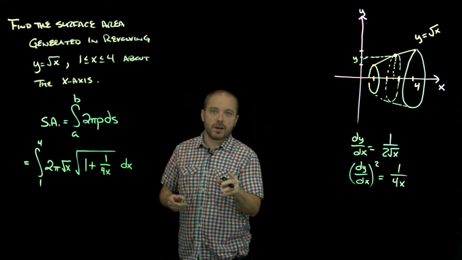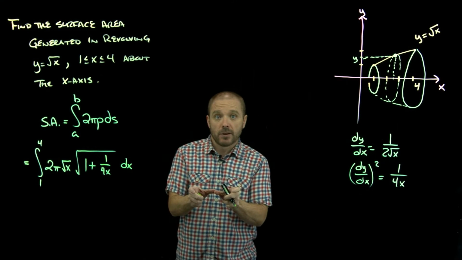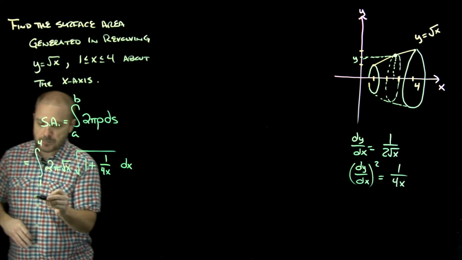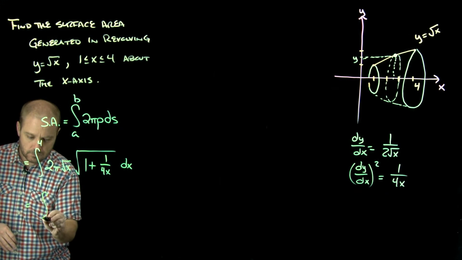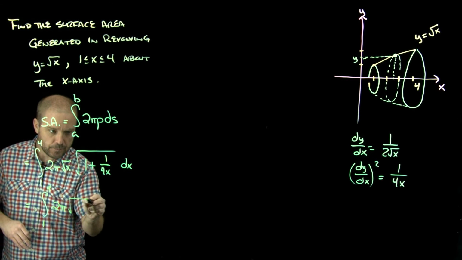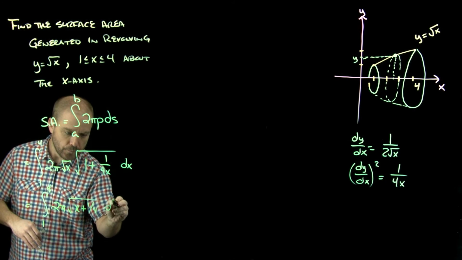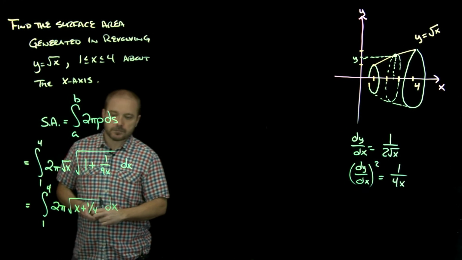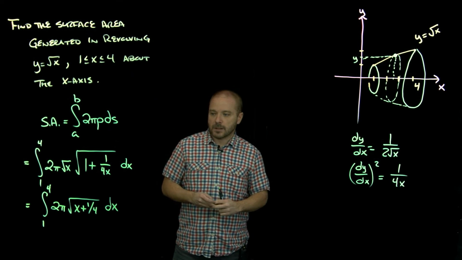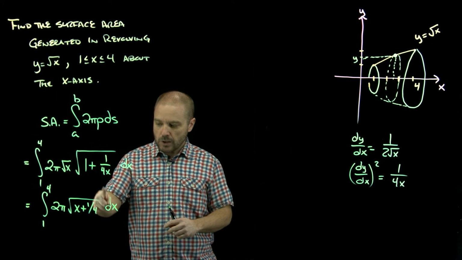At this point, we've got 2 square roots. And remember, when you're multiplying square roots, you can combine those together. So let's do that to simplify this a little bit. And we would have 2 pi square root of x plus 1/4. And then at this point, it would just be a u substitution.